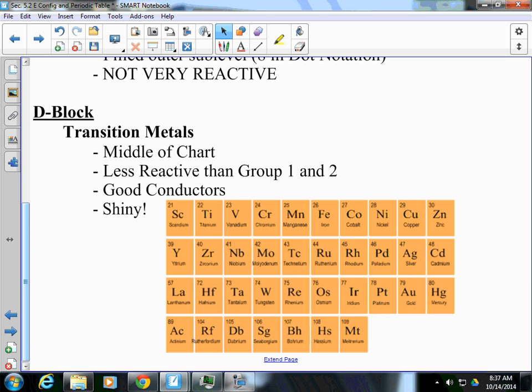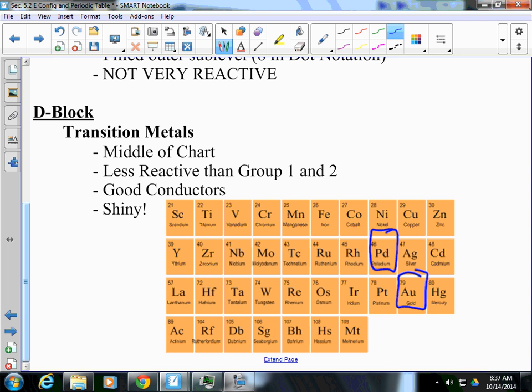Anyone want to guess out of the transition metals which one's the most expensive? Now, you would think gold. Gold's trading at about $1,300 an ounce. It's actually going to be palladium. Palladium trades at about $3,200 an ounce. And tomorrow, remind me tomorrow, I'll pull up the list and we'll show exactly how much the price of each of these metals in the D block is.